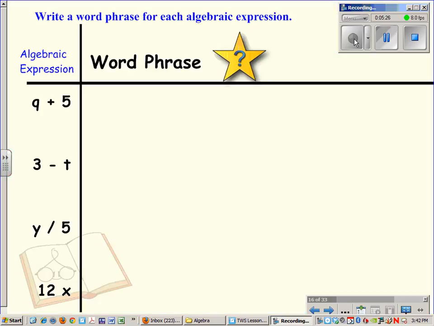Okay, and now we're going to reverse it. In this one, they give you the algebraic expression. I want you to come up with a word phrase to describe those 4 algebraic expressions.